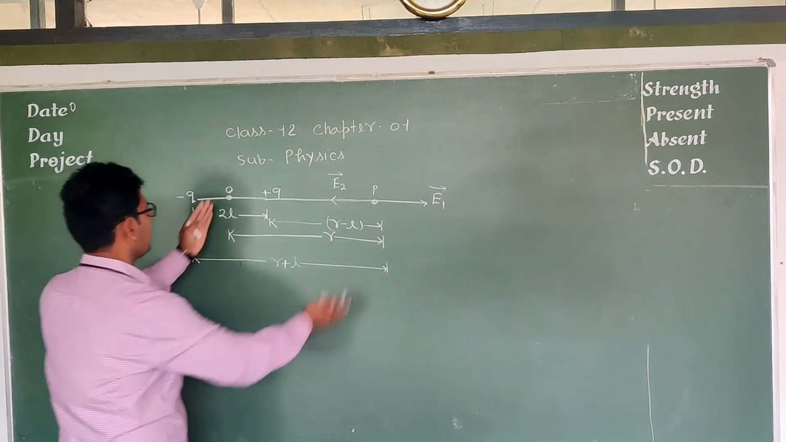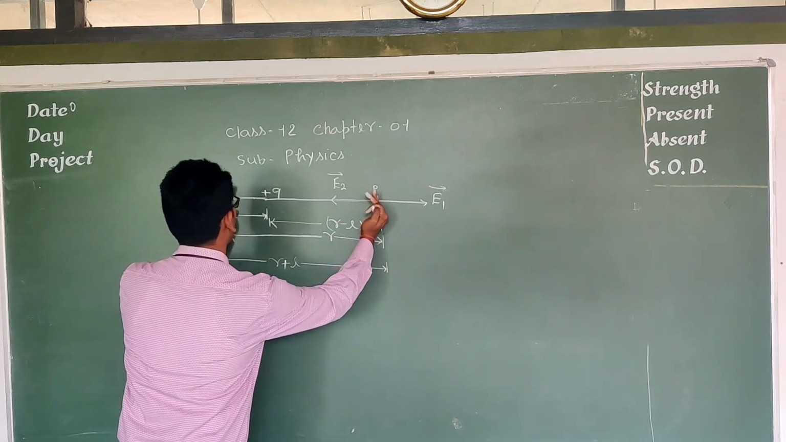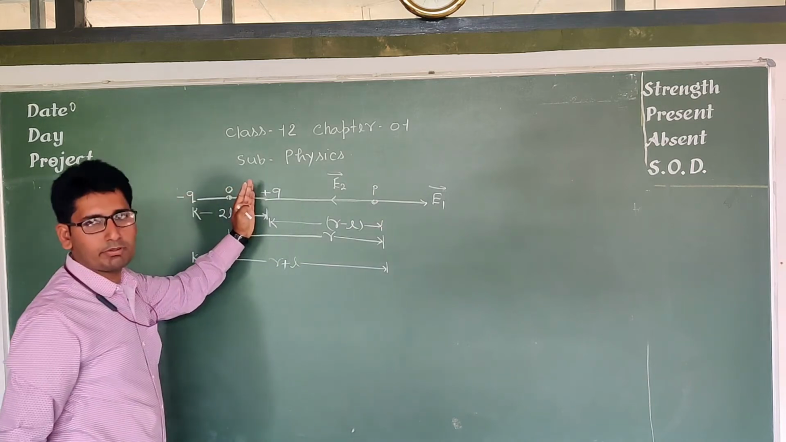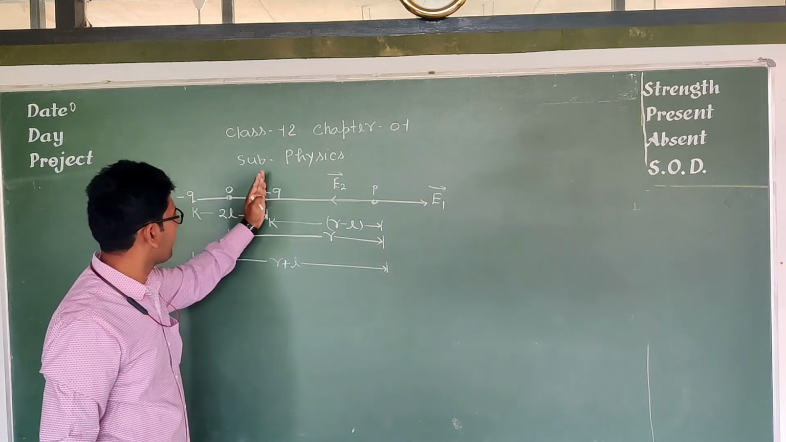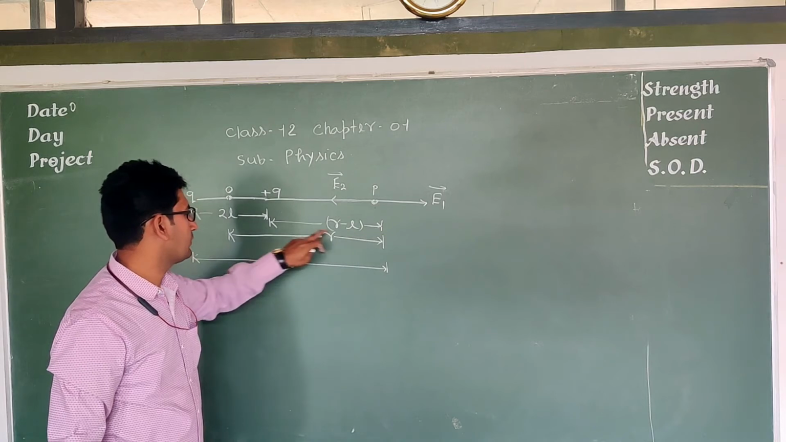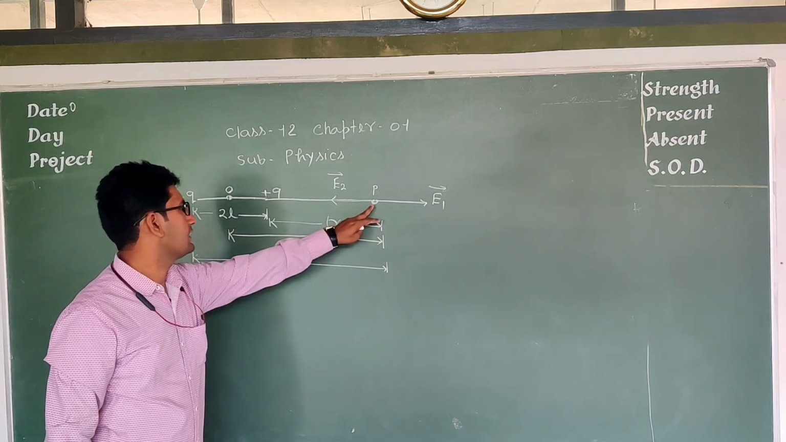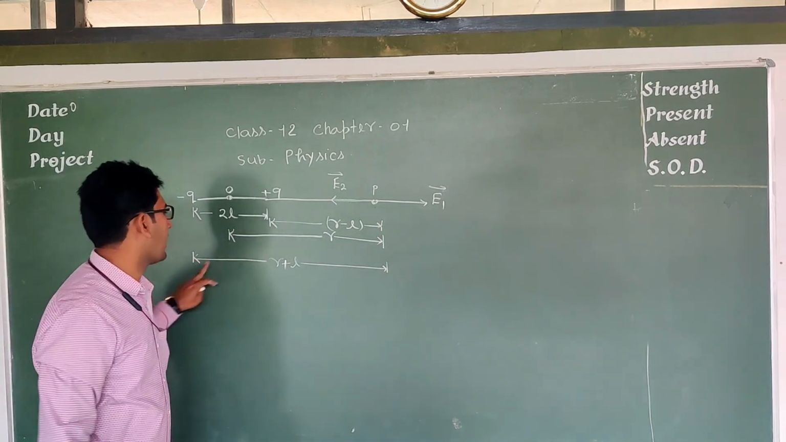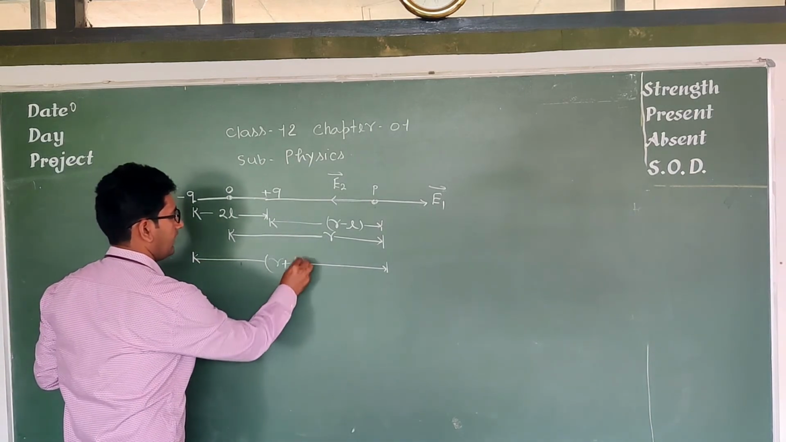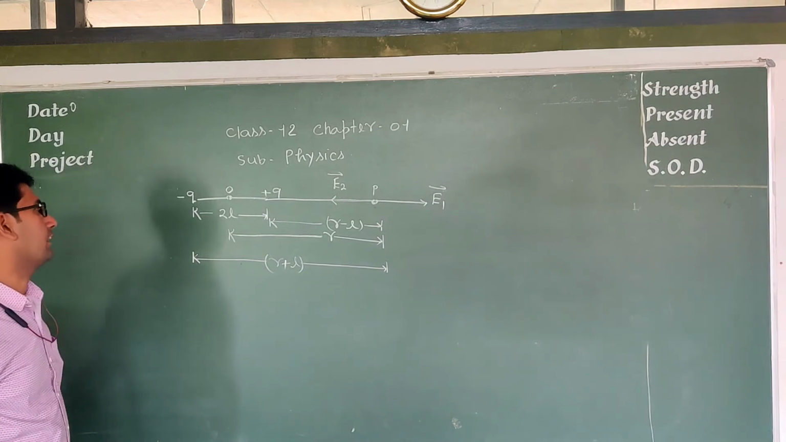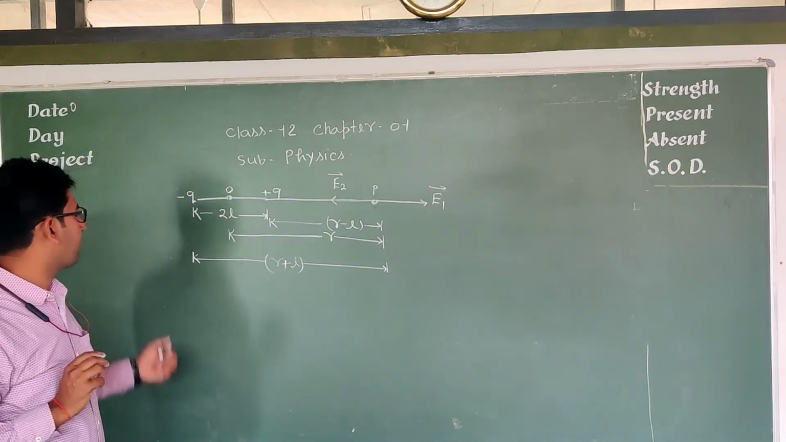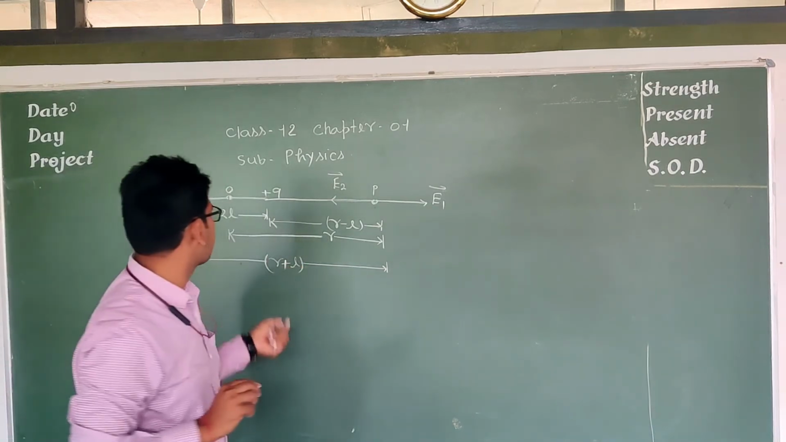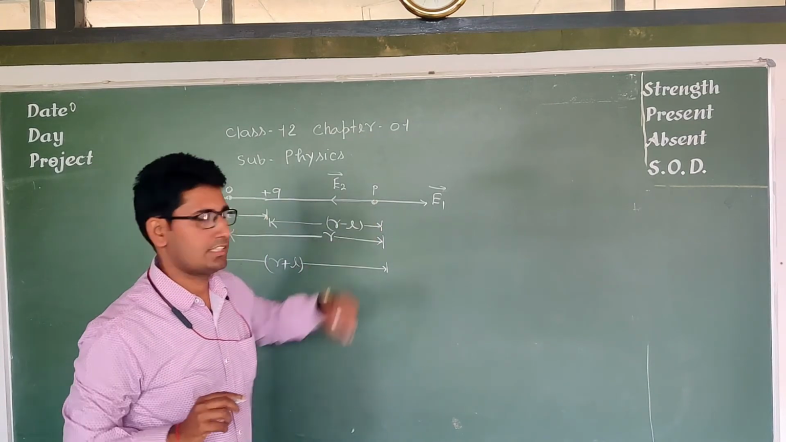And the distance between plus Q and point P is R minus L. Why? Because the distance is R from O to P, and we have to consider the distance from plus Q to P, so it should be R minus L, and the distance between P and minus Q should be R plus L. Understand? Okay. Next, we will find the electric field intensity due to plus Q charge.